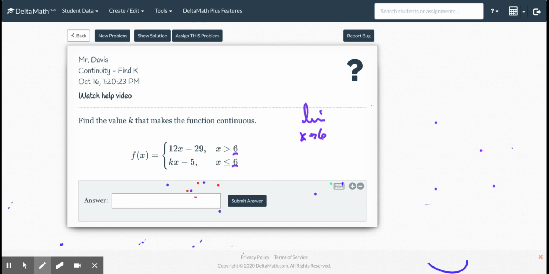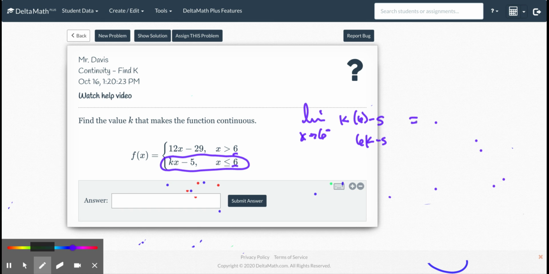From the left, first of all, well, if we're going to do it from the left, we're going to use this bottom function, right? It's less than. So that's going to be k times 6 minus 5. In other words, 6k minus 5. And that has got to equal the limit from the right. Hopefully you're getting tired of this definition of continuity at this point because that means it's getting stuck in your head. All right, so we just plugged in 6 there for the x. We need these two things to be equal.